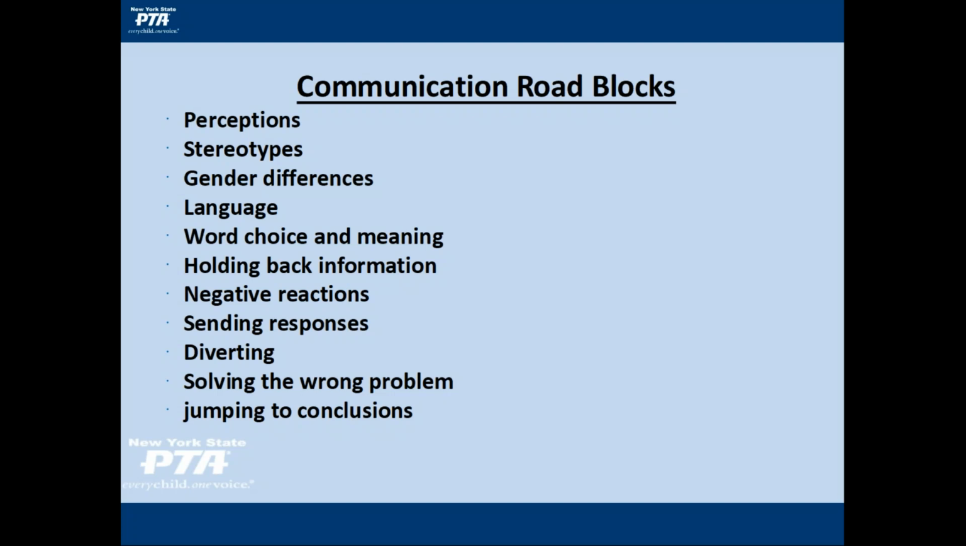diverting from the topic, or, a lot of times people don't realize it, you're solving the wrong problem. You're there for one reason, but then someone starts throwing out other things and you get off track. Or you jump to conclusions about the person or the thing that you're talking about. So those are some communication roadblocks that you have to think about. Next slide, please.